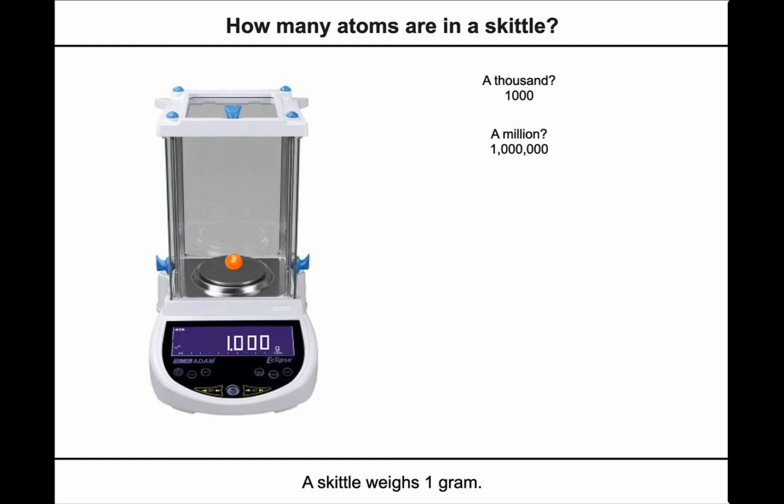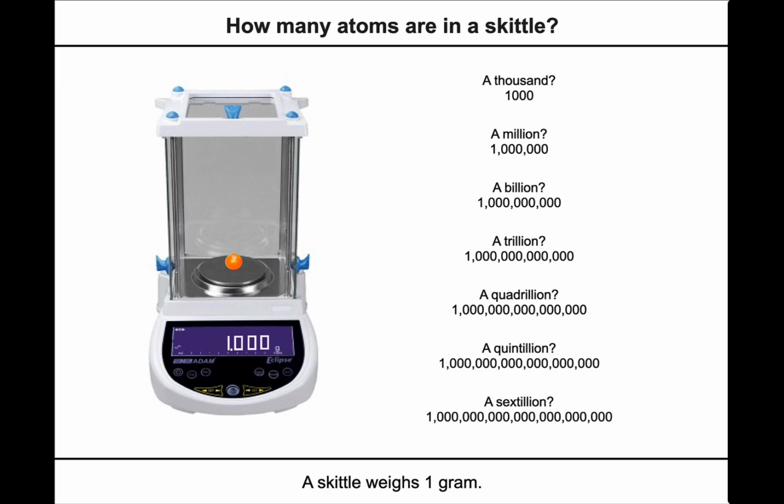What if I had 1,000,000 Skittles? That should weigh 1,000,000 grams. You get the idea, right? 1,000,000,000 Skittles should weigh 1,000,000,000 grams, and so on and so forth. It becomes difficult to visualize what a sextillion Skittles would be. Luckily, we don't have to weigh out that many Skittles, but we do have to weigh out sextillions of atoms. So let me talk to you about what that means.